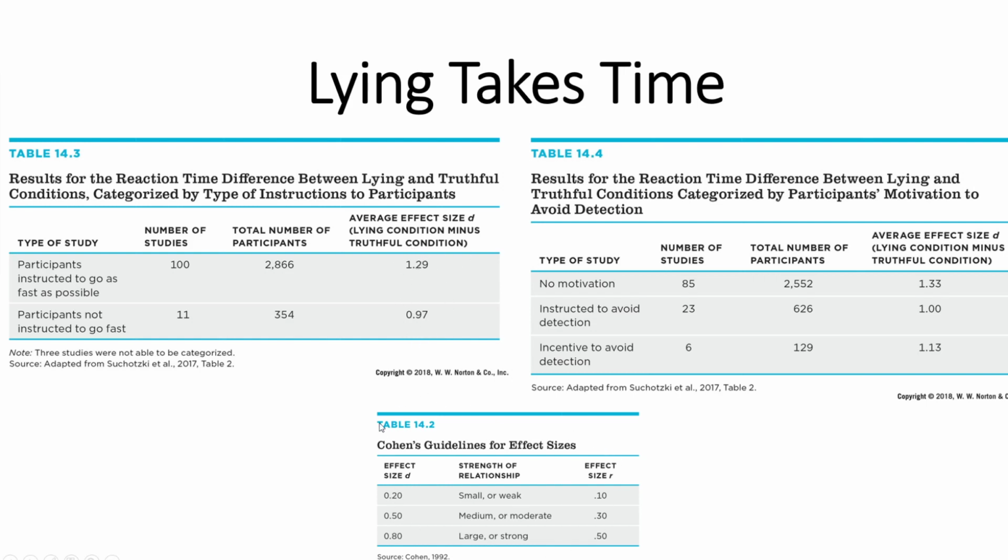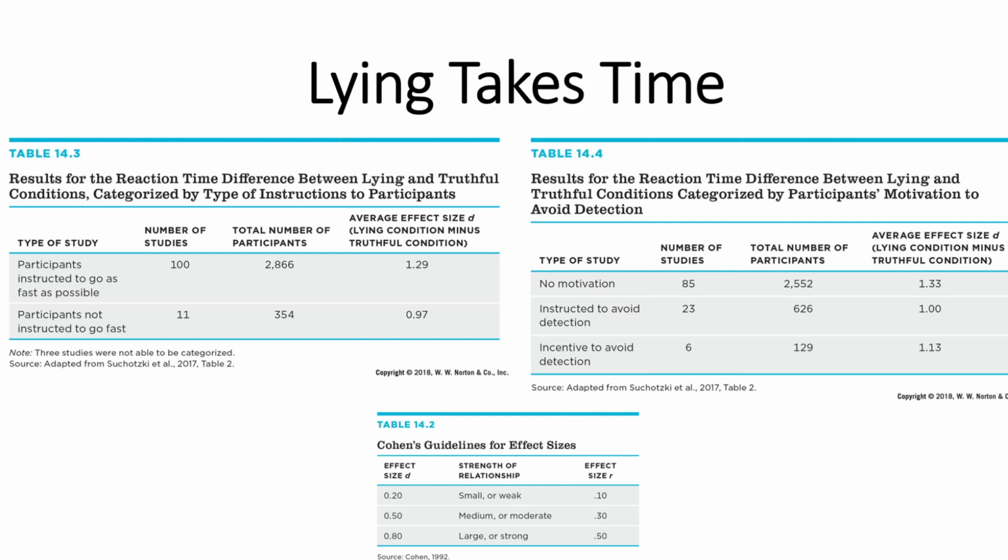So if we remember our Cohen's Guide for Effect Sizes, we've talked mainly about R for this course, and the people conducting this meta-analysis could actually have used R if they wanted. They just used D. It doesn't really matter. But pretty much every number that we're seeing is a very large or strong effect size. So 0.8 is large or strong, and we're seeing up to 0.97, 1.29, even higher over here. So very, very large effect sizes.